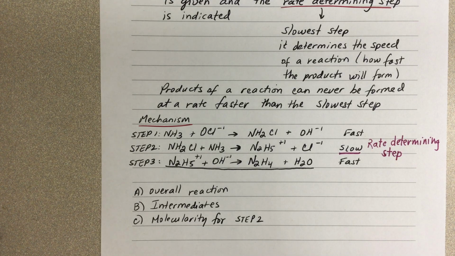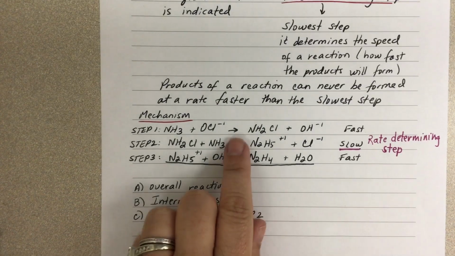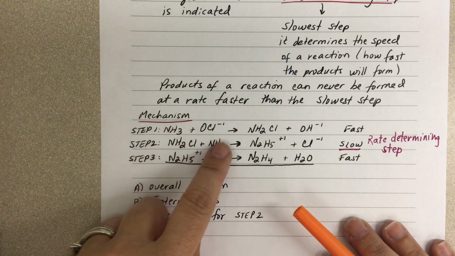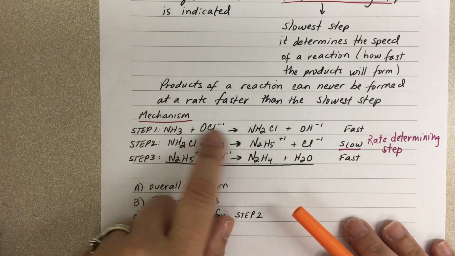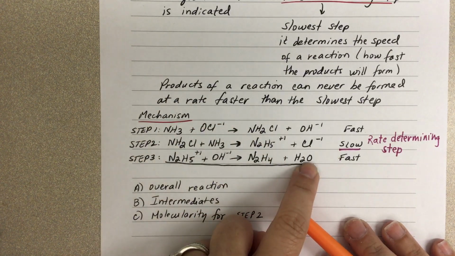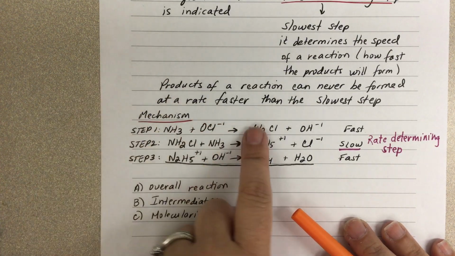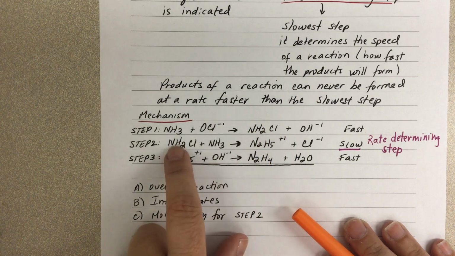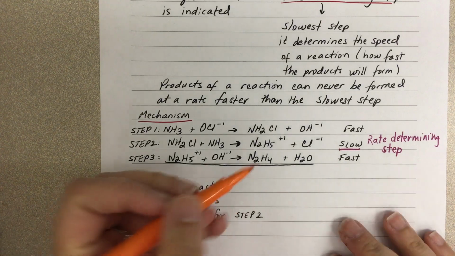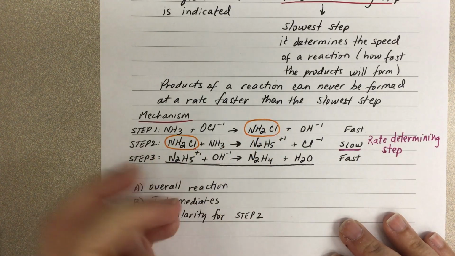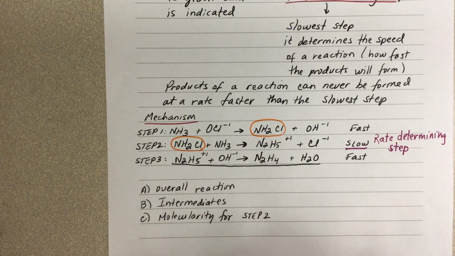So let me find different colors so we can keep track of what I'm doing. So I have here NH3, they are on the same side. I have OCl -1 on the reactant. I don't have that one anywhere on the product side. NH2Cl, I have this one here as a product, and I have that one here as a reactant. It's on opposite sides, which means that that one is going to cancel out. So that's one intermediate.